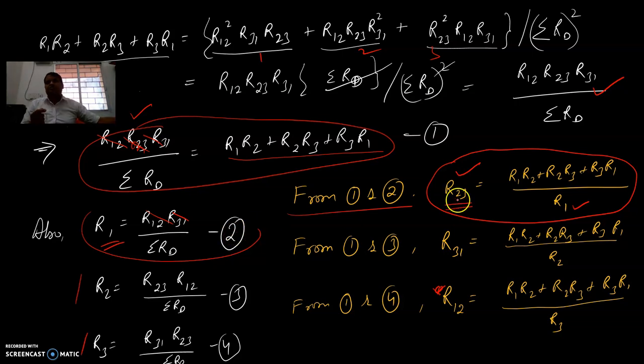What is the unique thing about it? When you write R23, it is the multiplication of 12, 23 and 31 divided by only R1. Similarly, when I get R31, it is divided by R2, and R12 is divided by R3. That is how we are getting these unique terms into the picture.